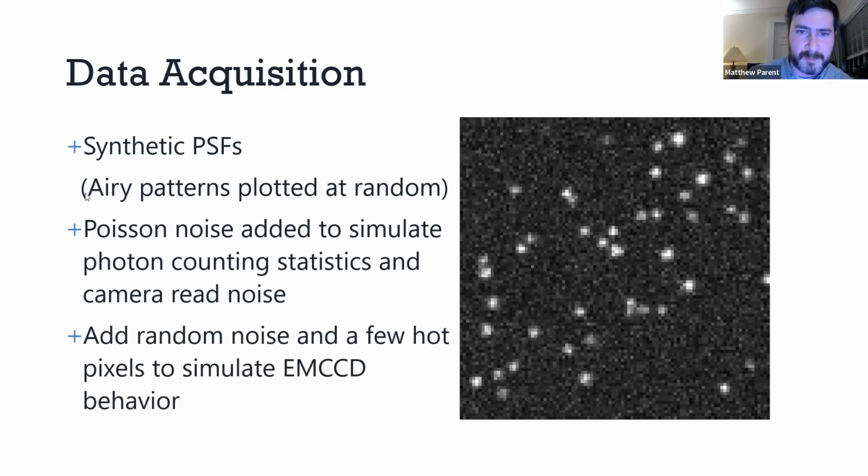So starting with this, how do we find all these point spread functions, localize them, and make a map of where all of these molecules were?